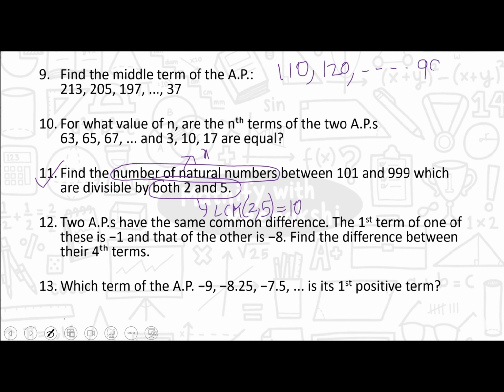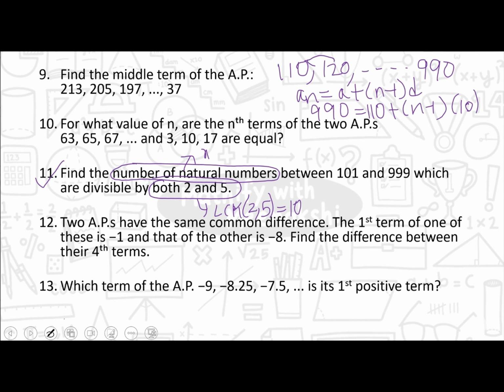So you know your AP. Now we have to just find n here. So let's find n with the help of the formula an is equal to a plus (n minus 1) into d. Now what is my an here? It's 990, a is 110, plus (n minus 1) into d. What is your d here? 120 minus 110, that is 10.